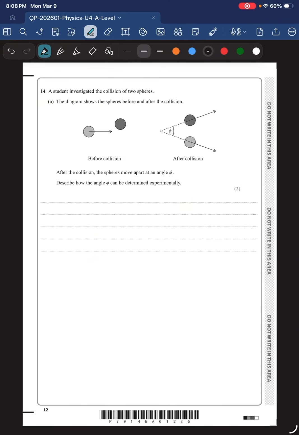14. A student investigated the collision of two spheres. The diagram shows the spheres before and after the collision. After the collision, the spheres move apart at an angle phi. Describe how the angle phi can be determined experimentally.